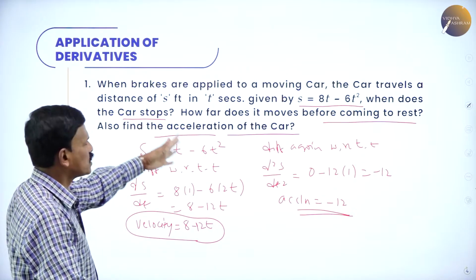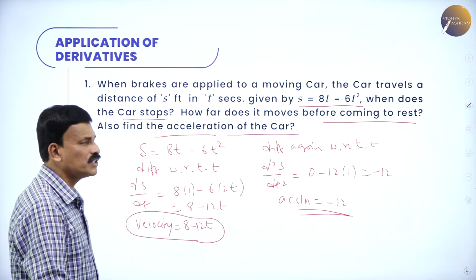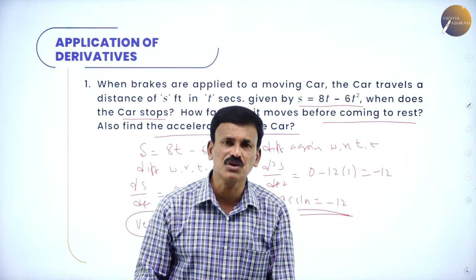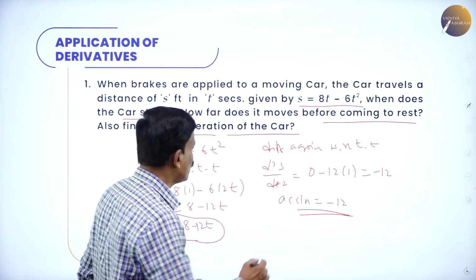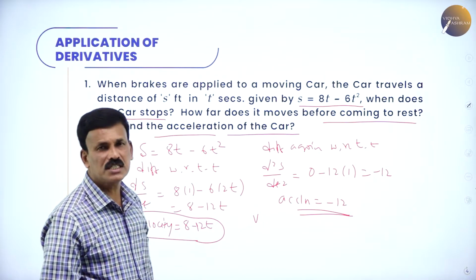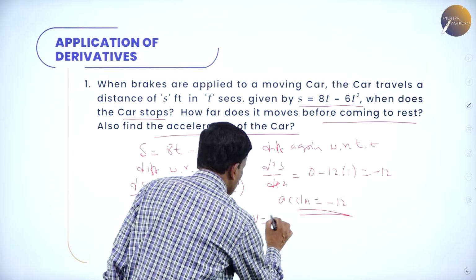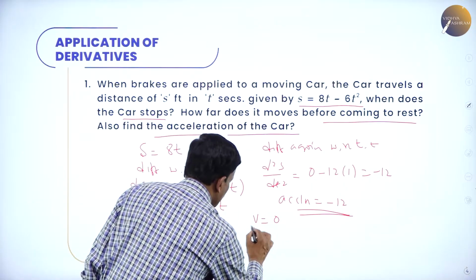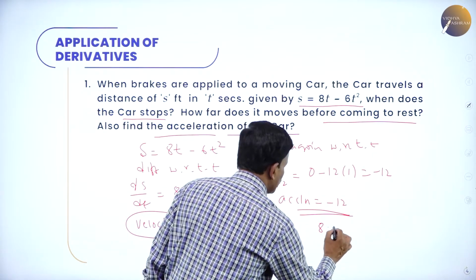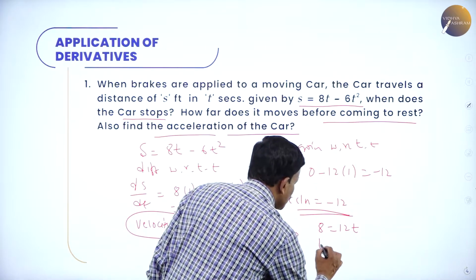When does the car stop? How far does it move before coming to rest? Now here, when does it stop means when the velocity is equal to 0. Equate velocity to 0. If velocity is equal to 0, it comes to rest. The particle is said to be at rest if velocity is equal to 0. So velocity is equal to 0 means 8 minus 12t is equal to 0. This implies 8 is equal to 12t.